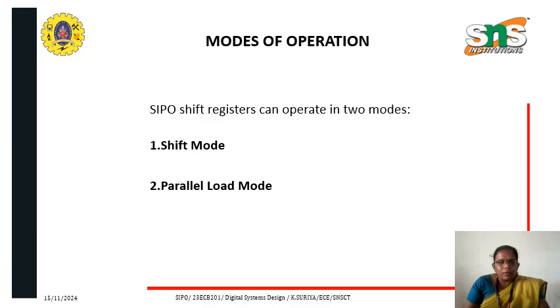Another one is the parallel load mode. The shift register holds the data in a fixed state, allowing parallel loading of data. The data bits are directly applied to the parallel inputs of each flip-flop. When the clock signal is activated, the data is latched into the respective flip-flops simultaneously. This mode is beneficial when data needs to be loaded in parallel. So the parallel load mode is used in parallel in serial out and parallel in parallel out shift registers.